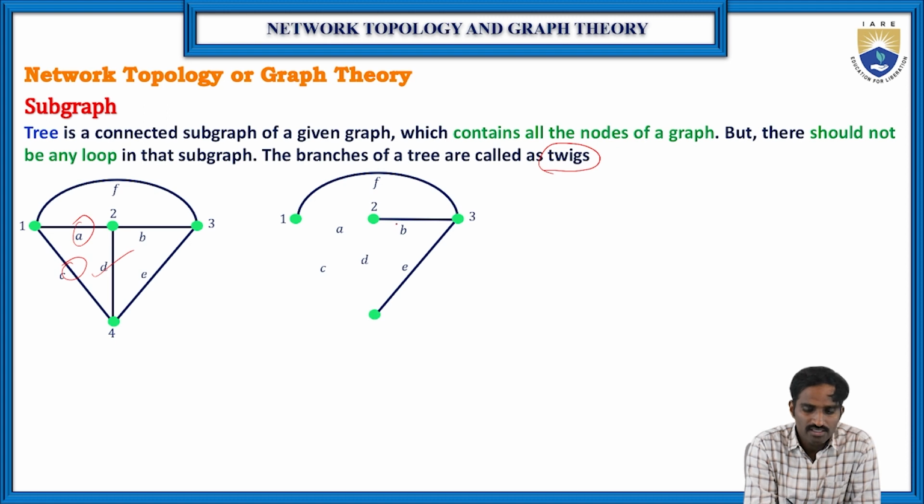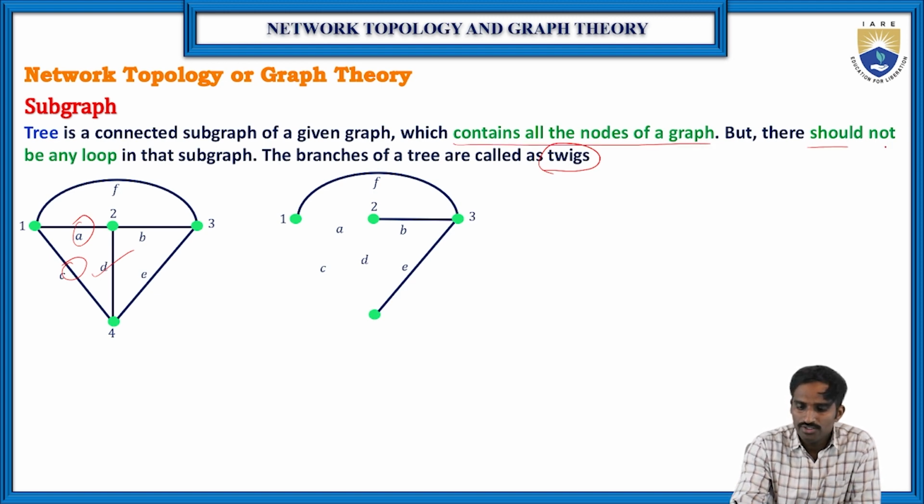So let us check whether this subgraph contains all the nodes of the main graph or not. How many nodes are there in the main graph? 1, 2, 3, 4 nodes are there. And in the subgraph also 1, 2, 3, 4 nodes are there. So the first condition is satisfied: it contains all the nodes of the graph.